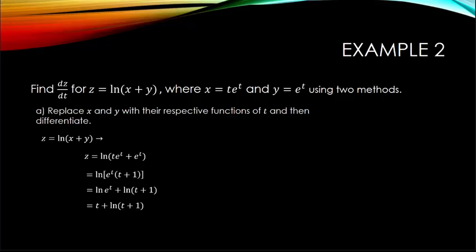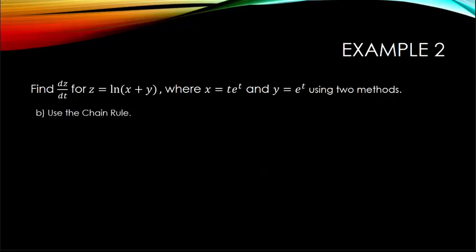Now I take the derivative of z with respect to t using my simplified form. dz/dt is equal to 1 plus 1 over t plus 1. Finding a common denominator and simplifying, I get t plus 2 over t plus 1.